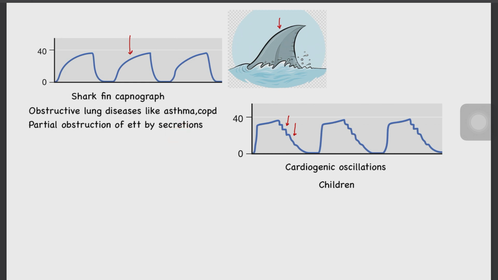The next pattern we are studying is, as you can see in this capnographic wave, the problem is in the fourth or zero wave. You will see small serrations in the wave. These are cardiogenic oscillations, typically seen in children, and this is due to the heart beating against the lungs in a thin chest wall, which is seen in children.